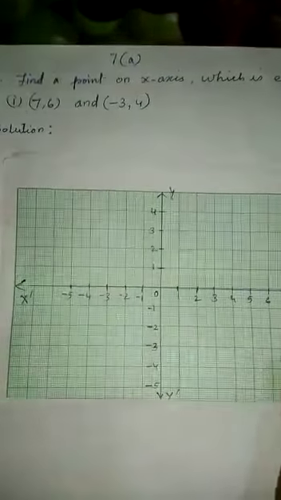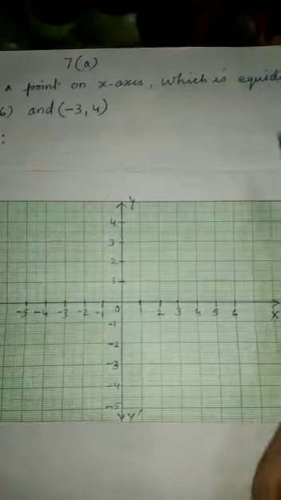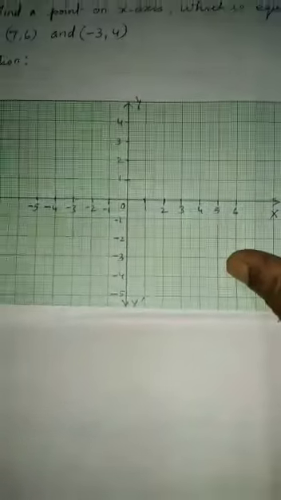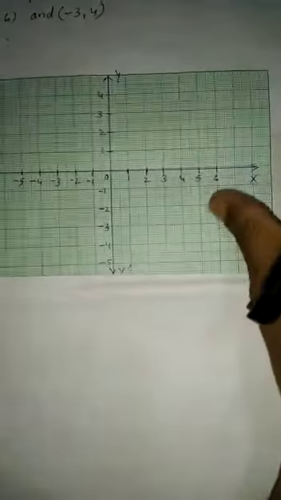Exercise 7a, question number 10. Find a point on x-axis which is equidistant from (7, 6) and (-3, 4). Solution. Before solving this one, we need to understand the nature of the points on the x-axis.